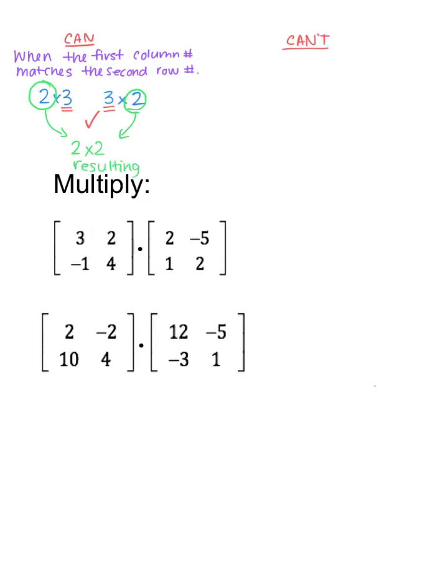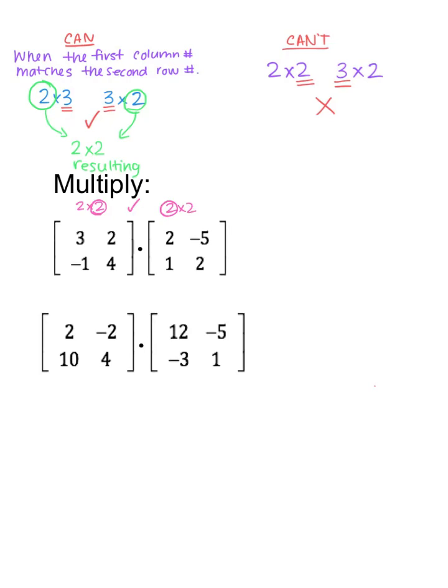I cannot multiply them together when I have, let's say, a 2 by 2 and a 3 by 2, because these two numbers do not match. That means I cannot multiply these matrices together. It's not possible. So looking at my first question, when it says to multiply, this one is a 2 by 2, and this is a 2 by 2. I check the first column by my second row, and I see that these match, so I'm good to go. I can multiply these guys together.